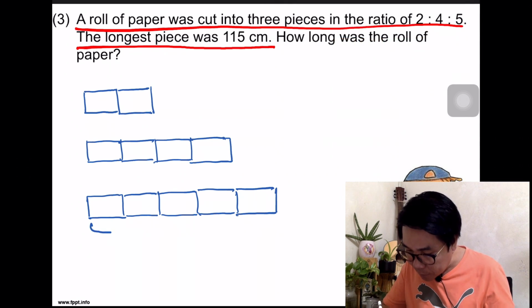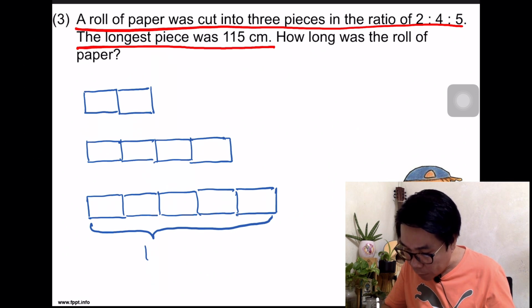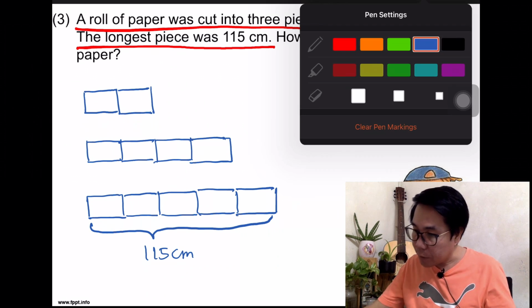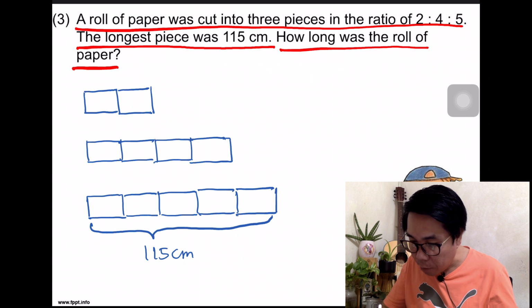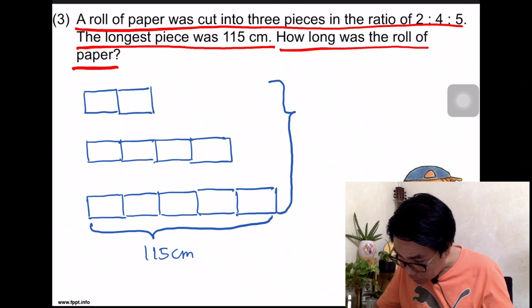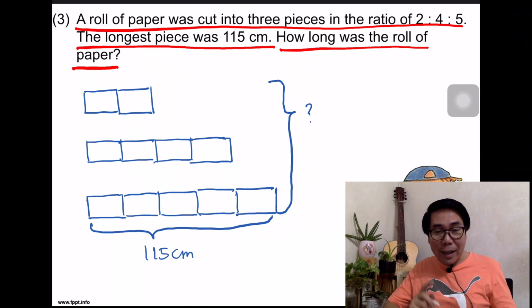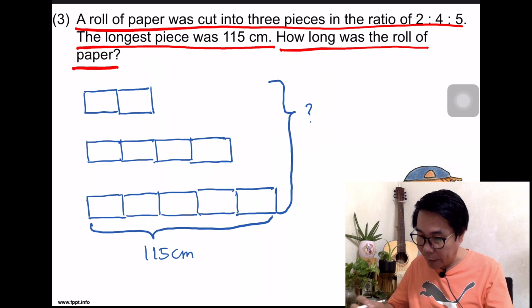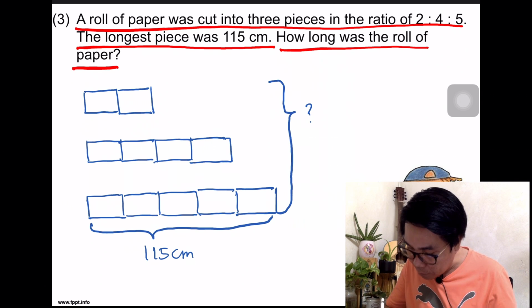Now, then the next statement, the longest piece was 115 centimeters. So this longest, which is made up of 5 units, is 115 centimeters. Now, then we're looking for how long was the roll of paper. So we're looking for how much this is in all. Okay, so target again is to get 1 unit. And if you can see, the longest part is 115 centimeters made up of 1, 2, 3, 4, 5.